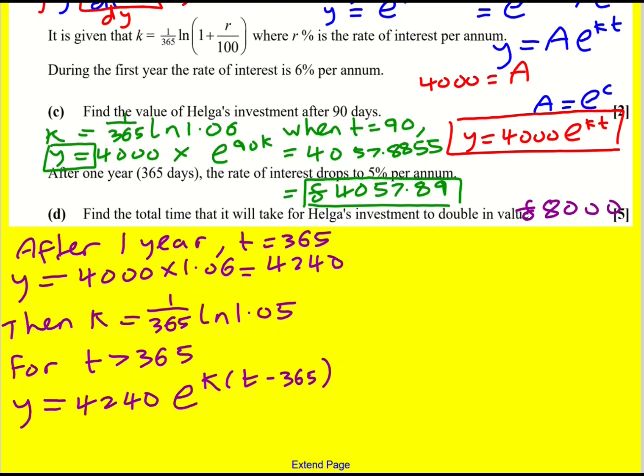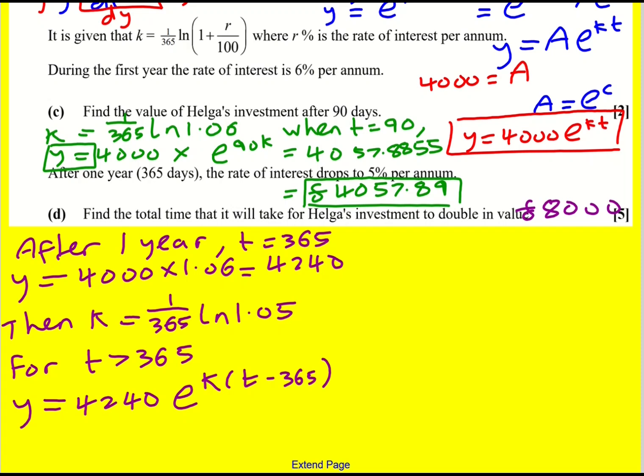So I worked out how much Helga had after 1 year, this 4240. That's my new starting value, so that's why I put it here. And then I've got e to the kt. k is now a new value. And remember, t is actually the time relative to the start. So because we're after 1 year, I need to minus 365.